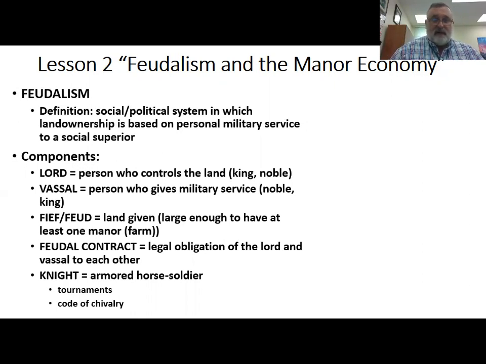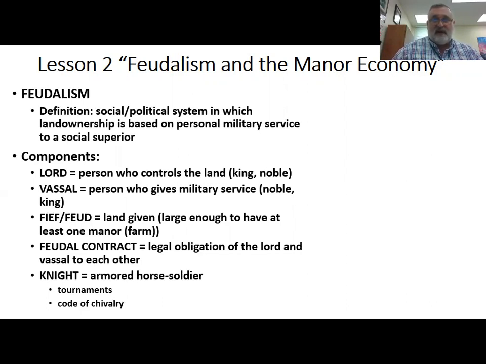They swear fealty, they swear loyalty to their lord, and then the vassal is given the land, which is called a fief. Sometimes it's called a feud. That's where the name feudalism comes from. This piece of land would be large enough to have at least one farm that could support the vassal and his family, and support him enough to where he can fight as a mounted soldier.